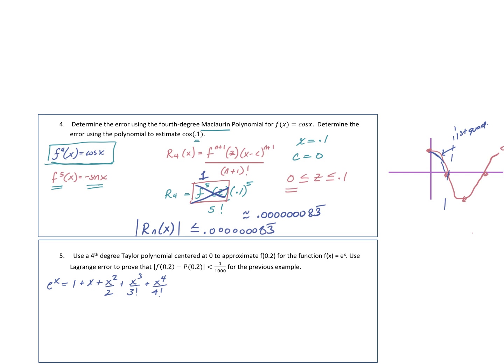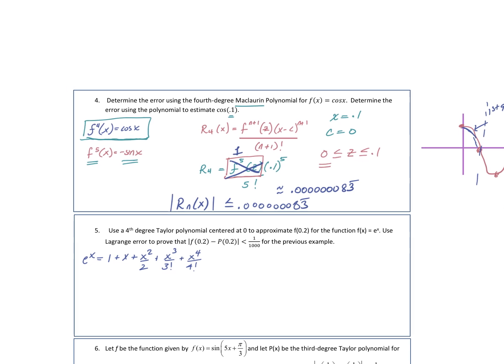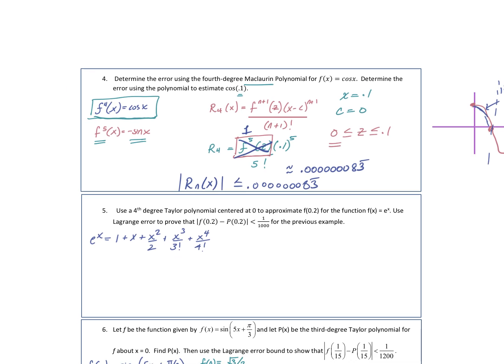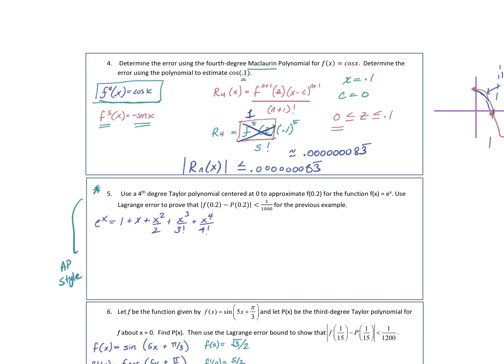Okay, number 5, e to the x. They want us to show, so this is an AP question, so this is AP style. This almost looks like an FRQ. Maybe it is. Usually it's part D. The error is usually the last part of the FRQ. So we have e to the x, so I went ahead and expanded e to the x. Again, we did e to the x earlier, so I'm not going to do it again.